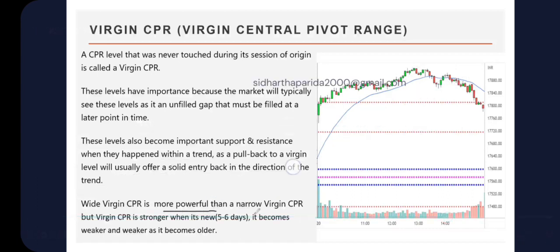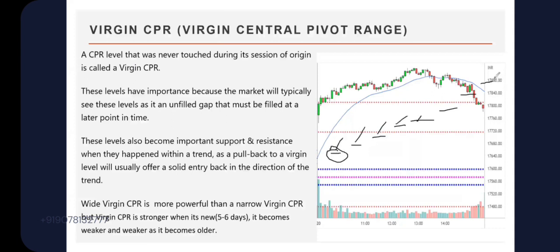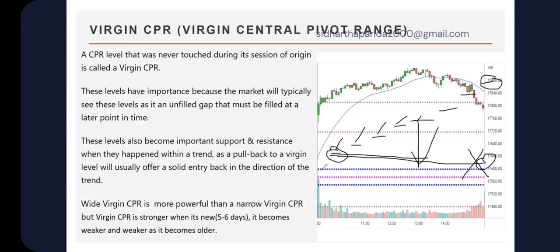So that is how virgin CPR can be strong support and strong resistance. A wide virgin CPR is more powerful than a narrow virgin CPR. But virgin CPR is stronger when it is very new, that means 5-6 days. For example, day 1, day 2, day 3, day 4, day 5. If the market is trading here and there's a virgin CPR, you don't have to track this level till here because it is unlikely to act as a strong support. But for the next 4-5 days, you should track this level because it can act as a strong support.